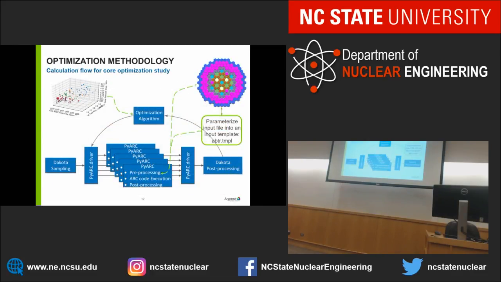So for the calculation flow, the first step is we need to have a reasonable core model to get started with. And then we parameterize this input model to get the input template. And Dakota can randomly sample to generate different sets of input parameter samples. And then later we use ARCO to perform each execution of the input space to get the calculation results.